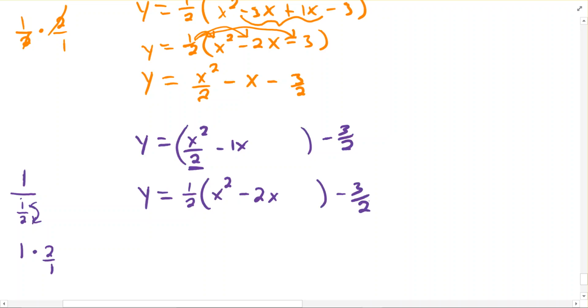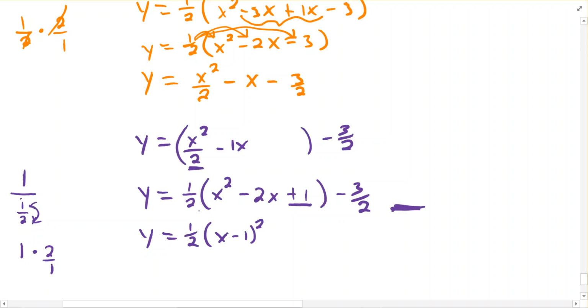Okay, now we're going to do our normal thing. So we'll go y is equal to 1/2. This is going to be written as x minus 1 squared. I've got to figure out what goes in here. Well, that would be negative 1 squared. That's +1. Now, what am I going to add or subtract on this side?